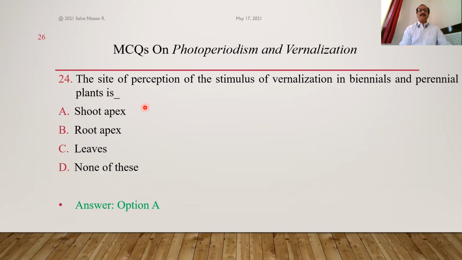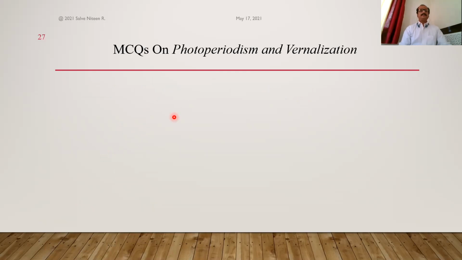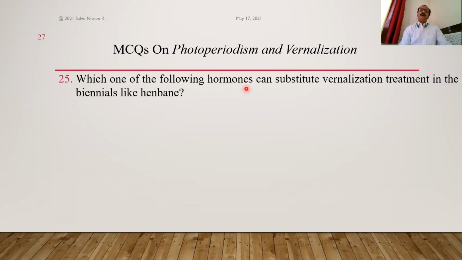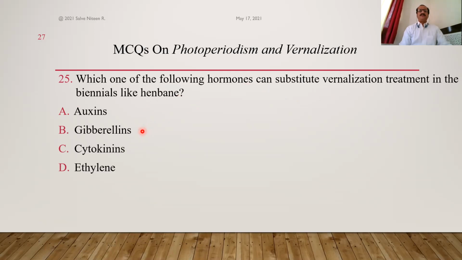The site of perception is shoot apex in case of vernalization, whereas in case of photoperiodism, the site of perception of stimulus is leaves, that you have studied. Which one of the following hormones can substitute vernalization treatment in biennial plants like henbane, Hyoscyamus niger? Here you have studied that gibberellins are used to substitute vernalization treatment in biennial plants. And it is found that those plants which require vernalization treatment, after they get it, behave as LDP, long day plants. So here the answer is B, gibberellins.